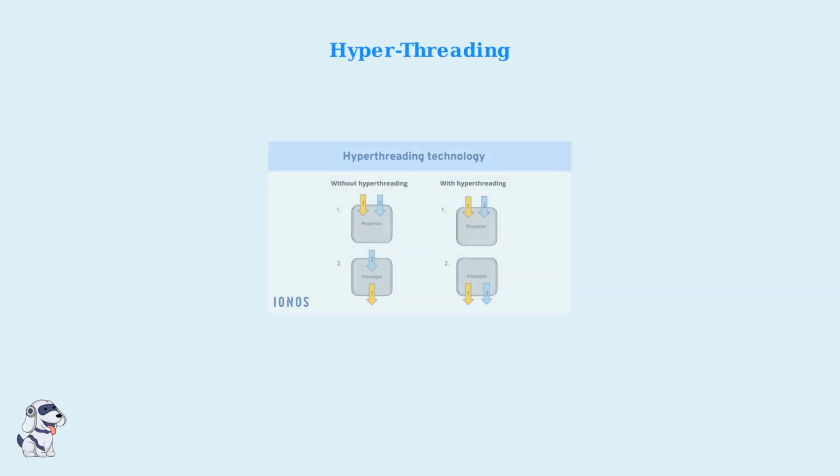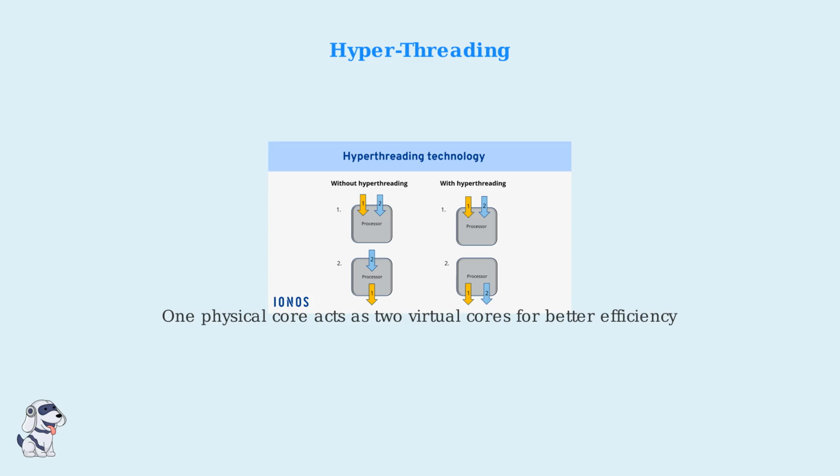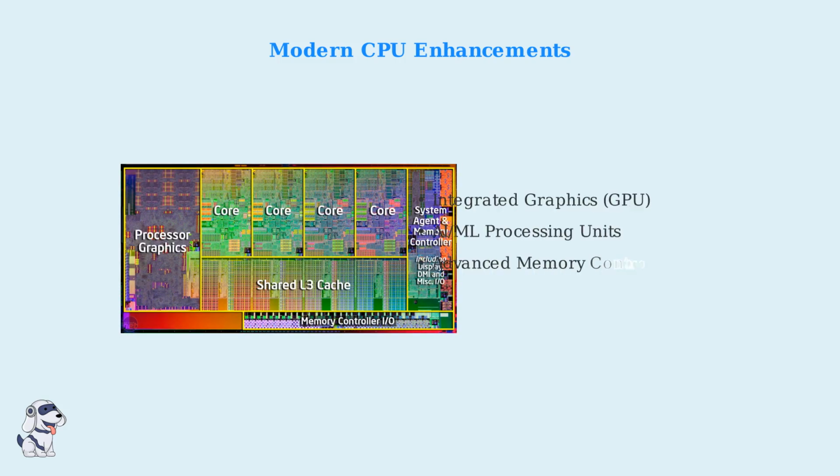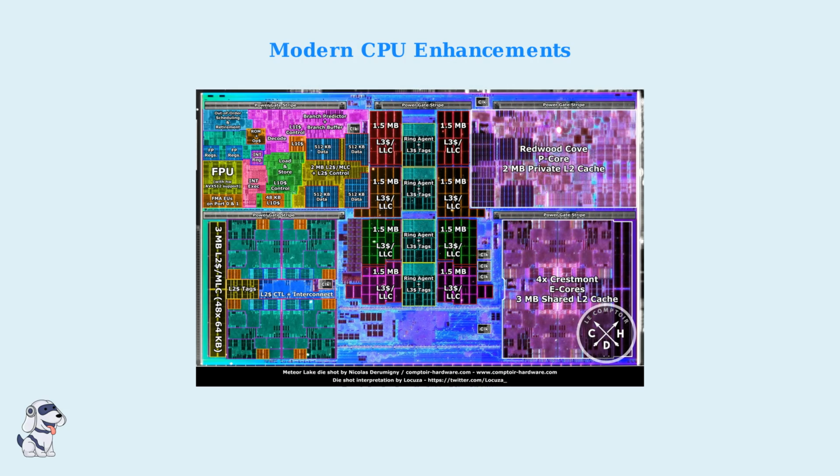Hyper-threading technology allows a single physical CPU core to appear as two virtual cores to the operating system. This enables better utilization of the core's resources by running two threads simultaneously. Modern CPUs integrate many specialized components beyond traditional cores. They include graphics processing units for visual tasks, AI accelerators for machine learning, and advanced memory controllers, all on a single chip.